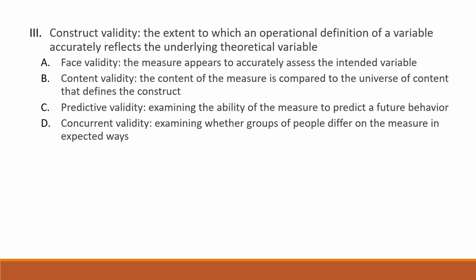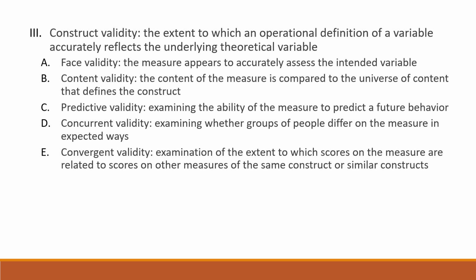Concurrent validity examines whether groups of people differ on the measure in expected ways. It might be that people with diagnosed depression score higher on a depression questionnaire than those without diagnosed depression. Or it might be self versus others. Does your score in a personality test relate to how your family views your personality?